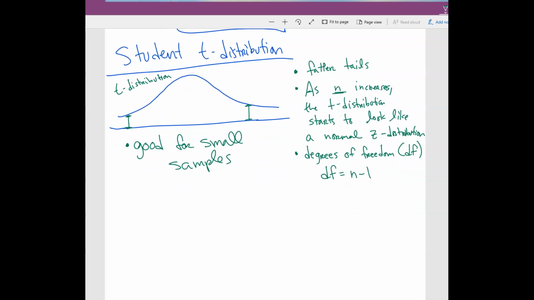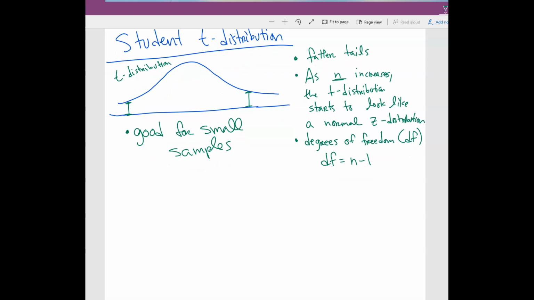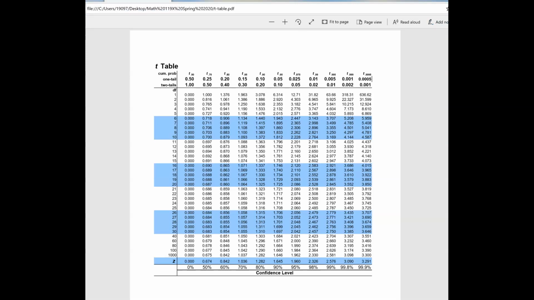Before we start doing the student t distribution, let me show you what exactly this looks like. We don't have normal CDF. If you have a graphing calculator, you can find probabilities and do all these different things, but you don't have that. Instead, what we're going to do is something called the T-table. If you log into Canvas under the resources, you'll be able to see this table.